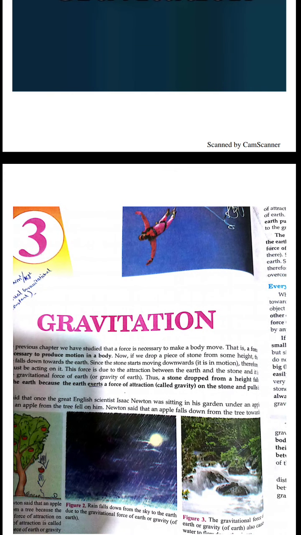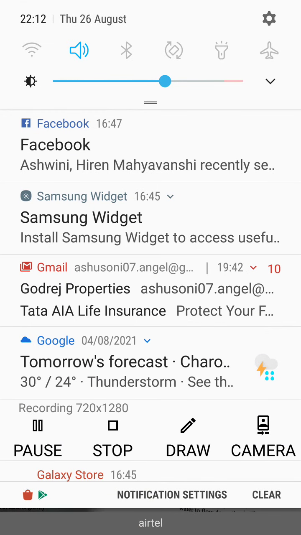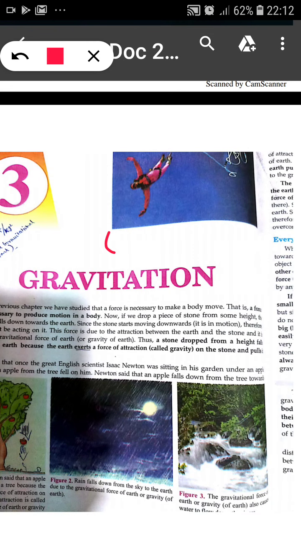First, let me recall what we have learned about gravitation: it is a force of attraction that is exerted by the earth on any object, and this force is always towards the center of the earth and acts in the downward direction. And the universal law of gravitation says that the force acting on two objects is directly proportional to the product of the two masses and inversely proportional to the square of the distance between them. Right? It was m1 m2 upon r square.